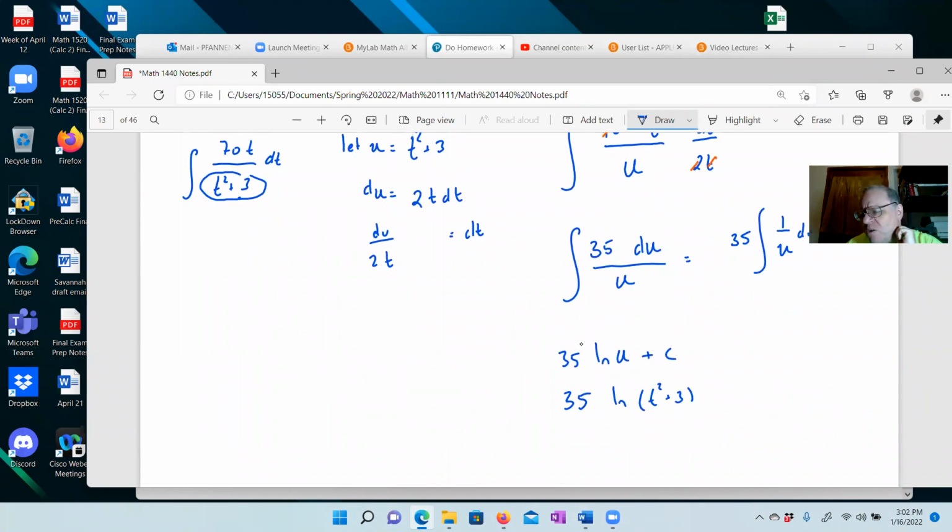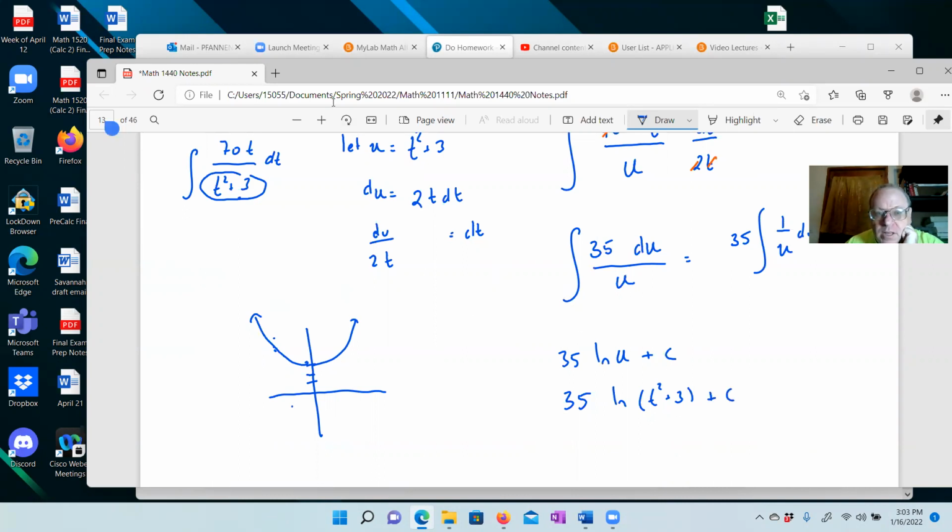And t squared plus 3 is always going to be positive anyway. If you remember your college algebra, what does t squared plus 3 look like? It's a parabola with a vertical shift of 3. So even though we can pick negative t's, we won't, and all the values are going to be positive, so we don't really need absolute values there.